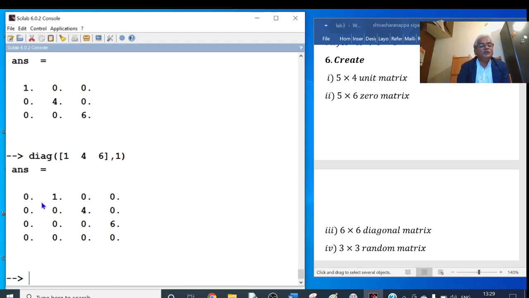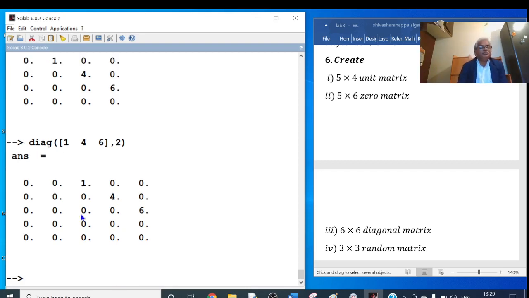Here these 1 4 6 are not on the principal diagonal. They are one line above the principal diagonal. This is my 1. Can you understand? These elements are one line above the principal diagonal, and correspondingly the 4 by 4 matrix is created. To understand this more, if I type 2 and enter, I am getting a 5 by 5 matrix, where 1 4 6 are on the second line above the diagonal.